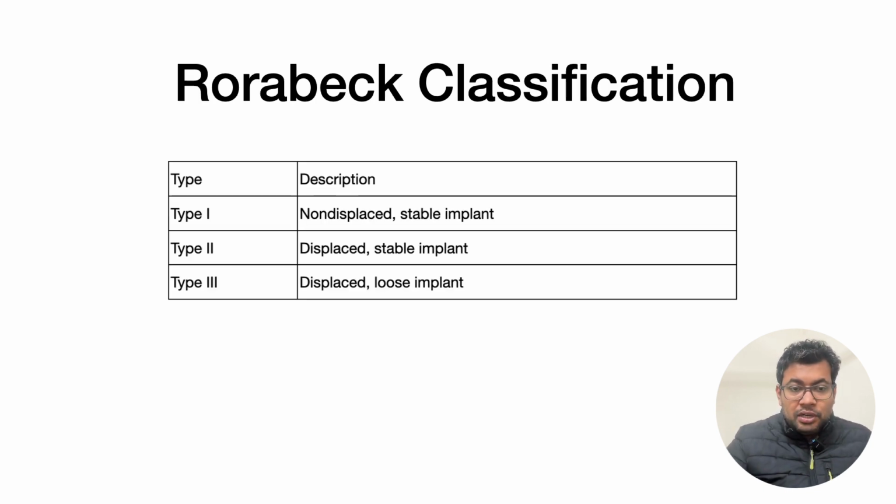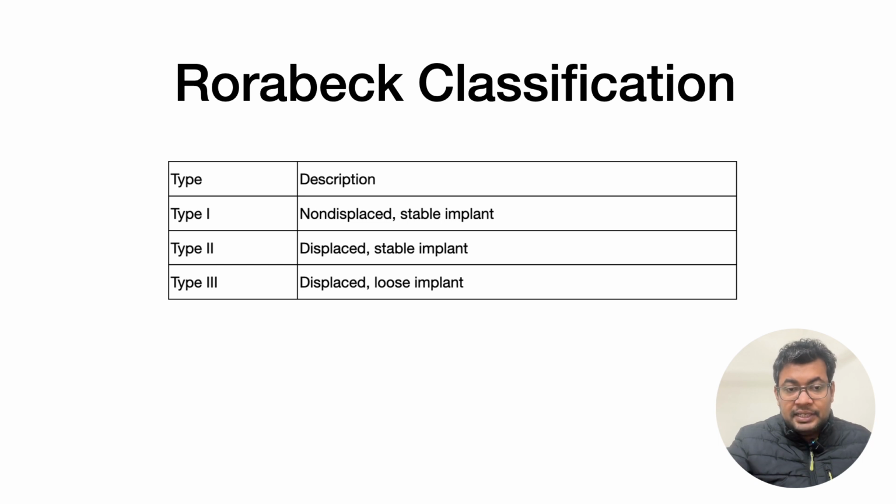So let's first talk about the classification of the distal femur fracture. We use the Rorabeck classification for distal femur fractures. Type 1 is a non-displaced stable implant. Type 2 is a displaced stable implant. Type 3 is a displaced loose implant. So what will we do in type 1, type 2 and type 3?